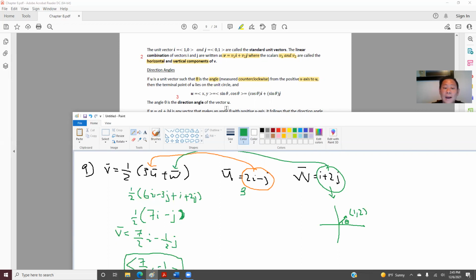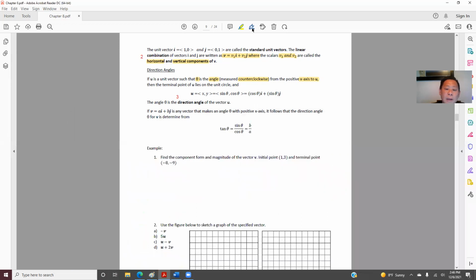This theta is the angle formed by this vector w, and it goes counterclockwise starting from the x-axis, the horizontal, and then you go up counterclockwise. In order for us to write this u in direction form, you use, this is actually wrong, it's not sine theta, cosine theta.